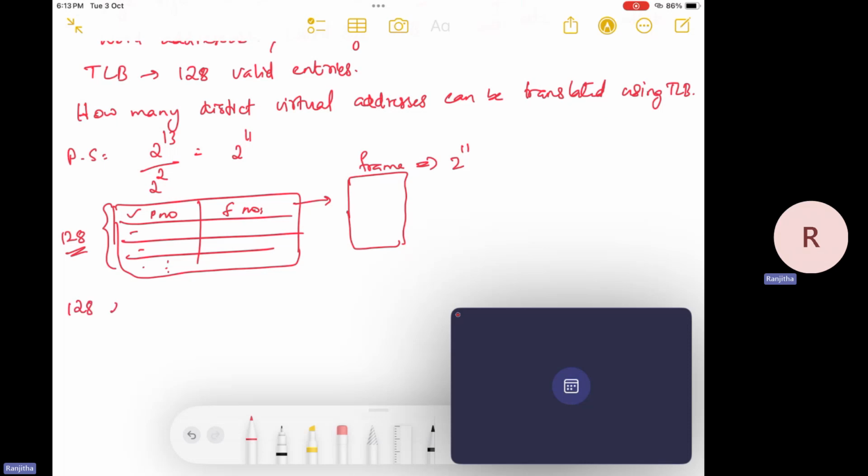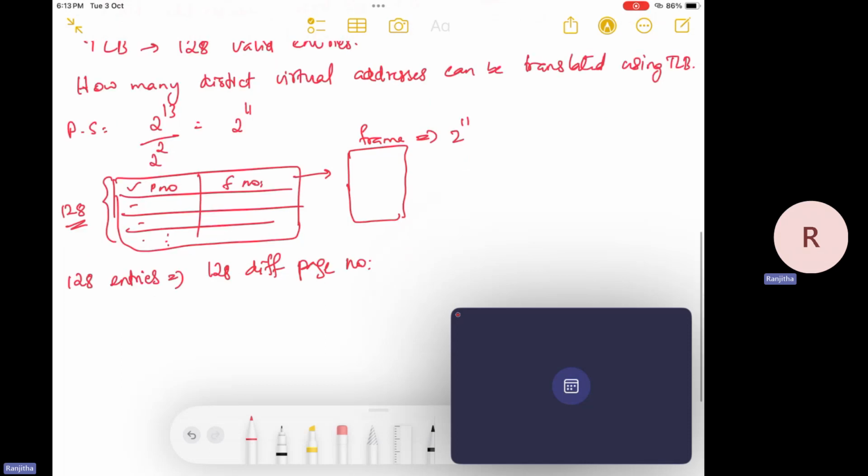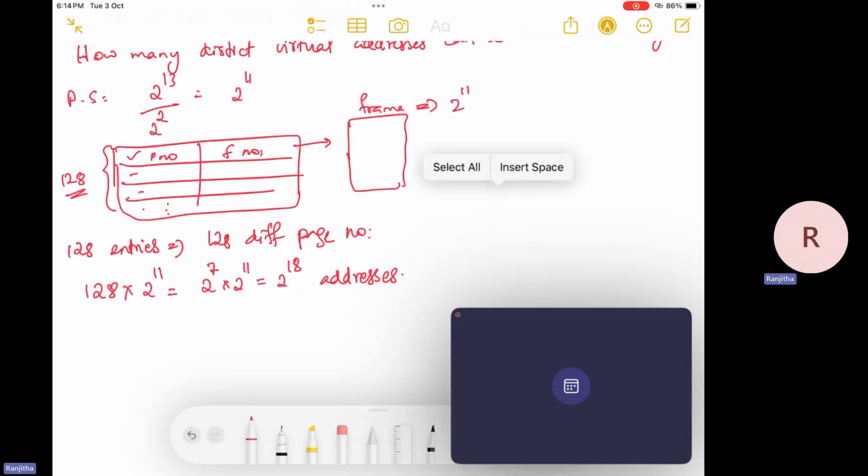So with 128 entries, 128 different page numbers. And within each page, we can have 2 power 11 different addresses. So the distinct virtual addresses that can be translated using a TLB will thus be 128 into 2 power 11, which is 2 power 7 into 2 power 11, which is 2 power 18 different addresses. Okay. So this was one question.